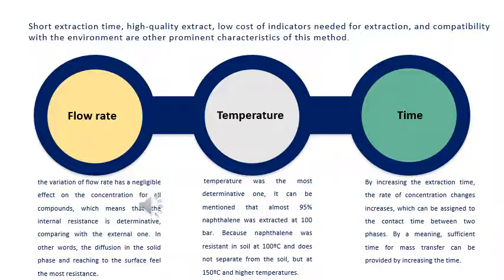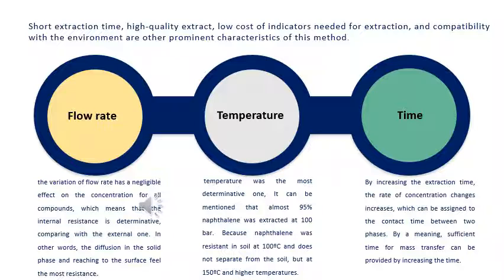Also, the variation of flow rate has a low effect on the concentration for all compounds, which means that the internal resistance is determinative compared with the external one. In other words, diffusion in the solid phase and reaching the surface feel the most resistance. Overall, the resistance of the liquid phase is low.